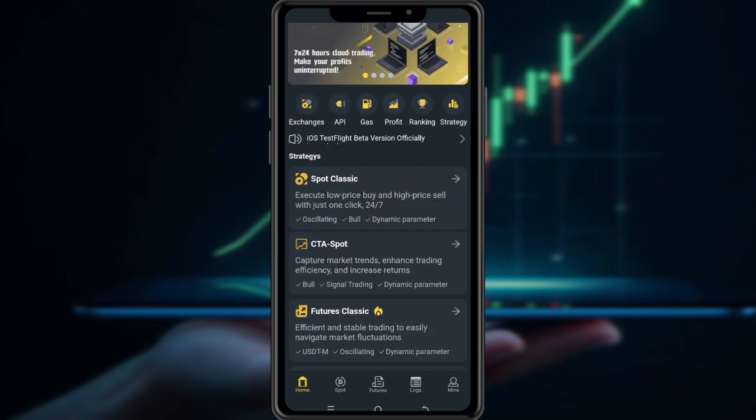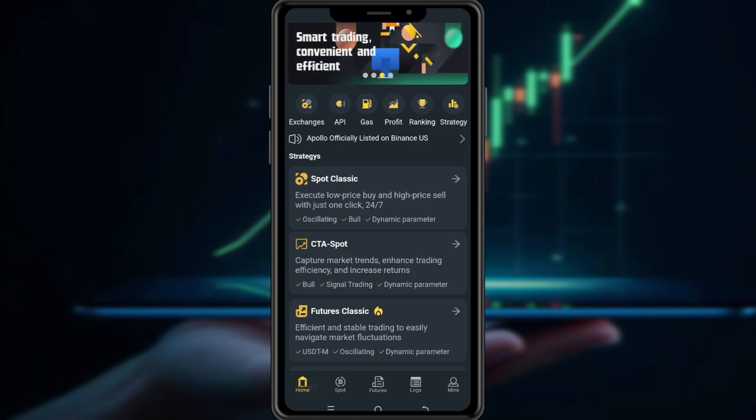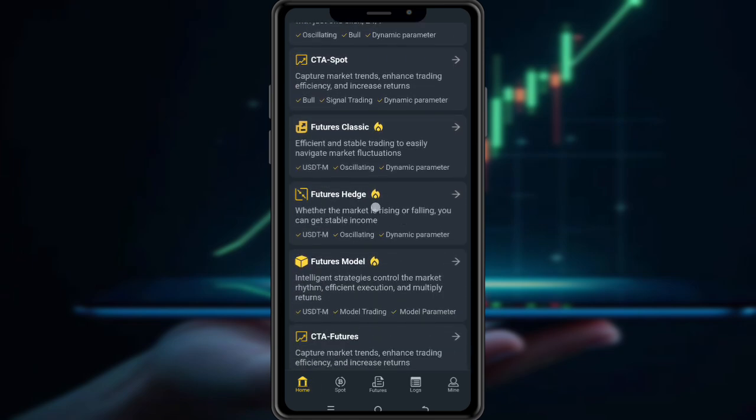Now let me show you how you can set up the strategy itself. So you're going to come to the home page here, then you come down, then you click on Futures Hedge. But before you do that, as I said, it needs you to have two accounts in different apps. The first app is Apollo Trading Bot, then the second app is any exchange of your choice, but I recommend you use Bybit exchange. Then the other thing is you need to have a capital in your Bybit exchange, a minimum of $5, $10, any dollars can work for you.